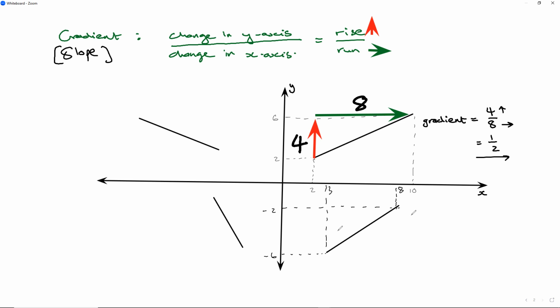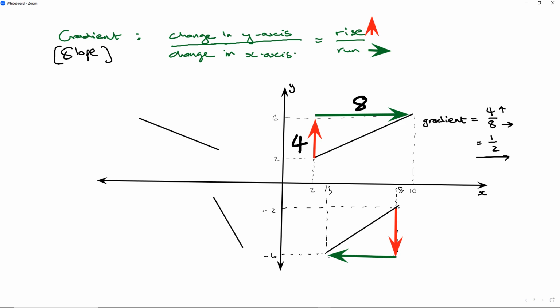Choose any point. Let's say we start at the top now. If I start at the top, then my rise will have to be going down. I'm going down that way. And my run is going to be going from that point this way.